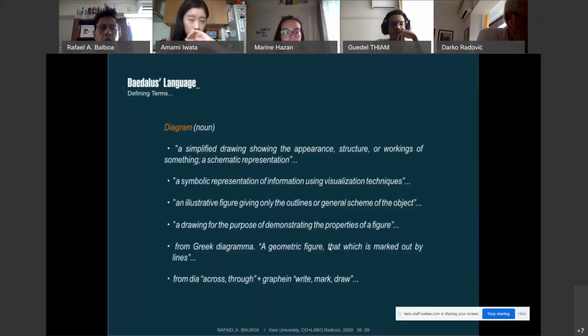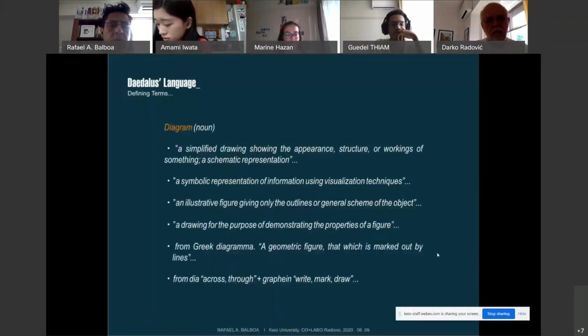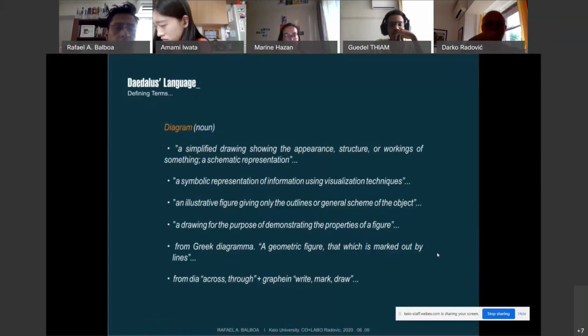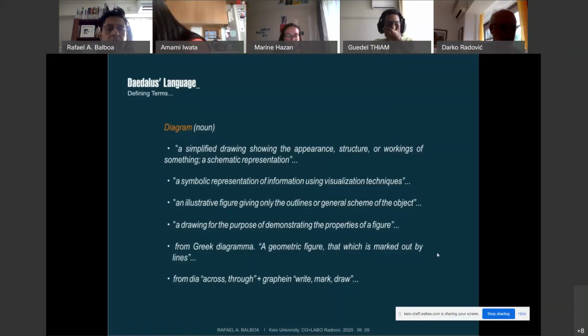So going more specifically to the idea of a diagram, we need to go first to some of the definitions that we have about diagrams. So I will go one by one. So one says a simplified drawing showing the appearance, the structure, or working of something, or a schematic representation. Again, we come to this idea of representing. So we know that we are in the realm of representation.